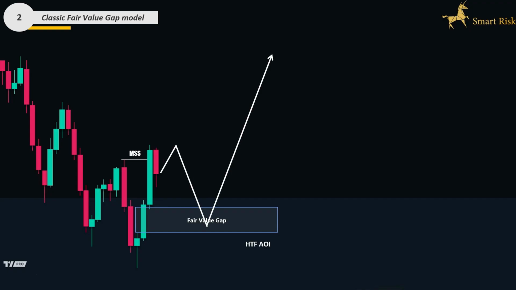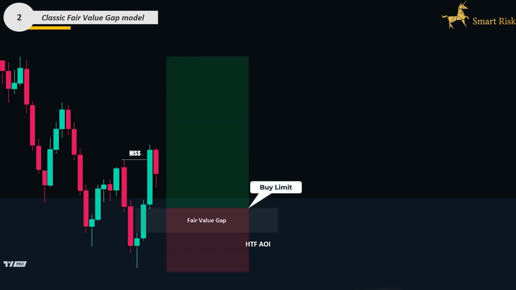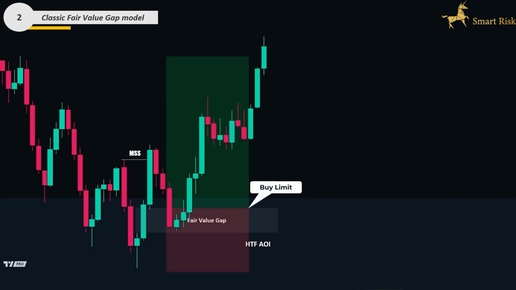We then look for a bullish fair value gap that forms within the bullish leg of the market structure shift. That's where we plan our buy entry, placing a limit order at the highest point of the fair value gap, with the stop loss set a few pips below the recent swing low. The same concept applies to the bearish model, just flipped in the opposite direction.